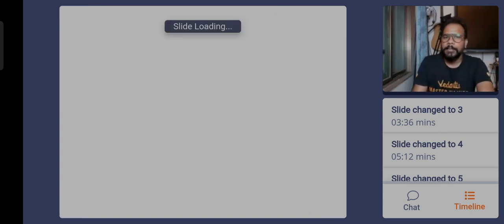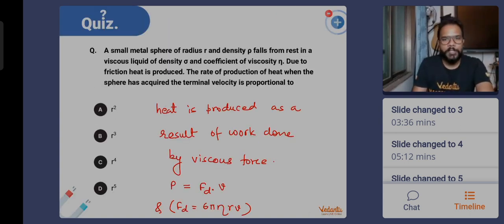Okay. Next one, everybody. A small metal sphere of radius r, density rho, falls from rest in a viscous liquid of density sigma, and coefficient of viscosity eta. Due to the friction, heat is produced. You have to find out the rate of production of heat when the sphere has acquired the terminal velocity. So the rate of production of heat is going to be proportional to which power of r?